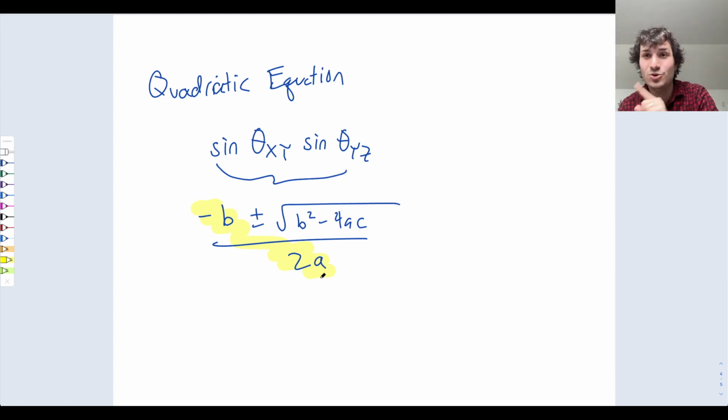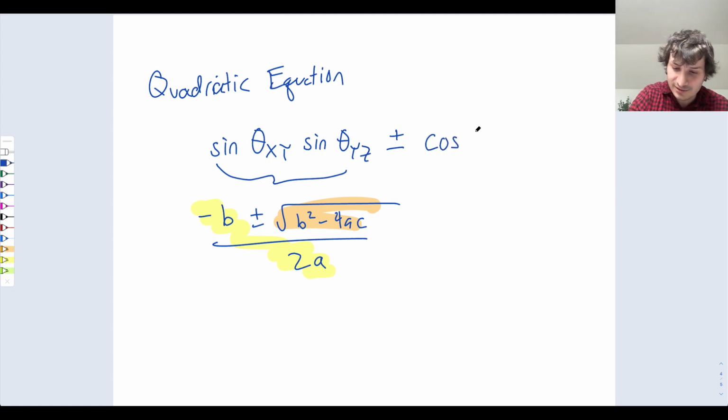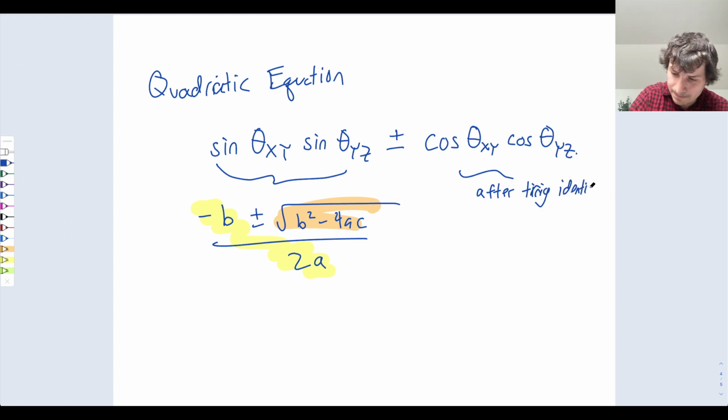Very nice. When you do this, you do end up with a square root of 1 minus cos squared, so you do have to use some trig identities. But that is the minus b over 2a. And then you're going to have a plus minus, and what you're going to get over here is the square root of b squared minus 4ac all over 2a. That's going to be the plus minus part. And this one really does involve a lot of trig identities. If you do the trig identities correctly, you get the cosine of theta xy times the cosine of theta yz. So this is after trig identities. Okay. And this is the answer.